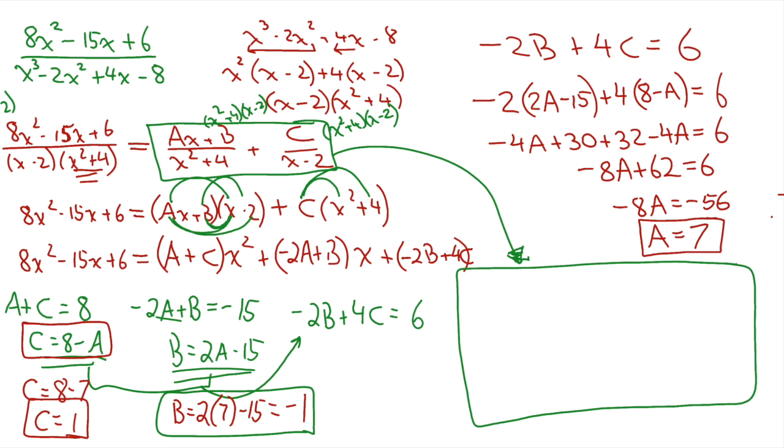Okay. So Ax plus B. A is equal to 7, x plus B. What's B? It says Ax plus B, so I get 7x plus -1, so it would be 7x minus 1 over x squared plus 4, plus C, which is just 1, over x minus 2. And that would be the partial decomposition of the original ugly, nasty polynomial.